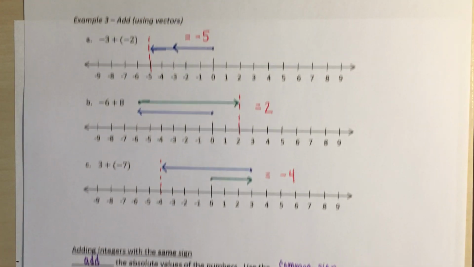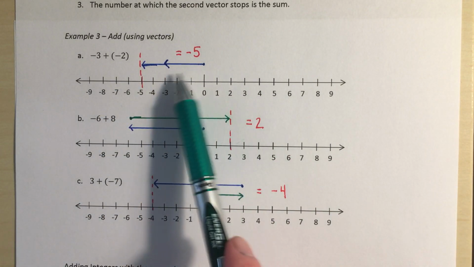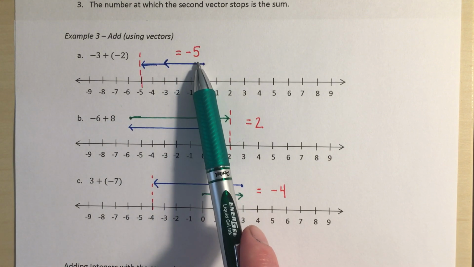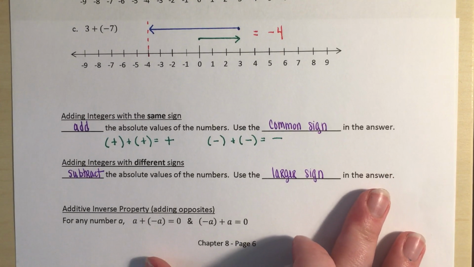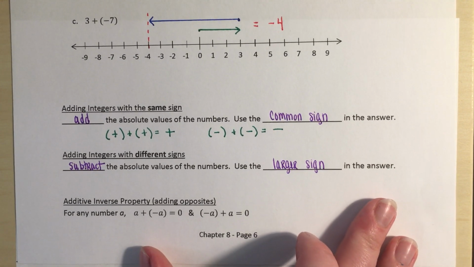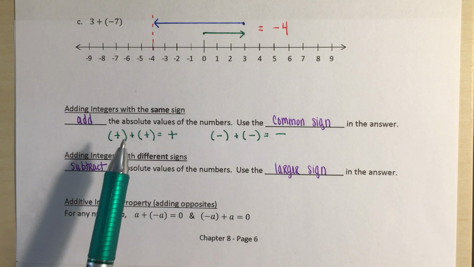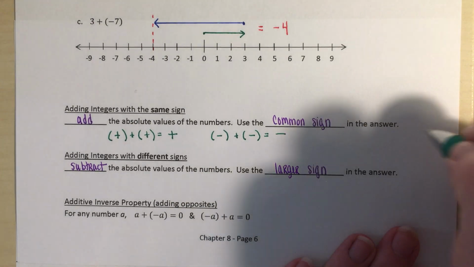And we can see this if we go back up to example 3a. We had a negative 3, and then we moved to the left 2 more, and we ended up with a negative 5. So using our rule, we're going to add the absolute values of our two numbers. So 3 plus 2 gives us 5. And then we use the common sign in the answer. So negative 3 plus negative 2 gives us a negative 5. So example 3a is an example of adding our integers with the same sign.